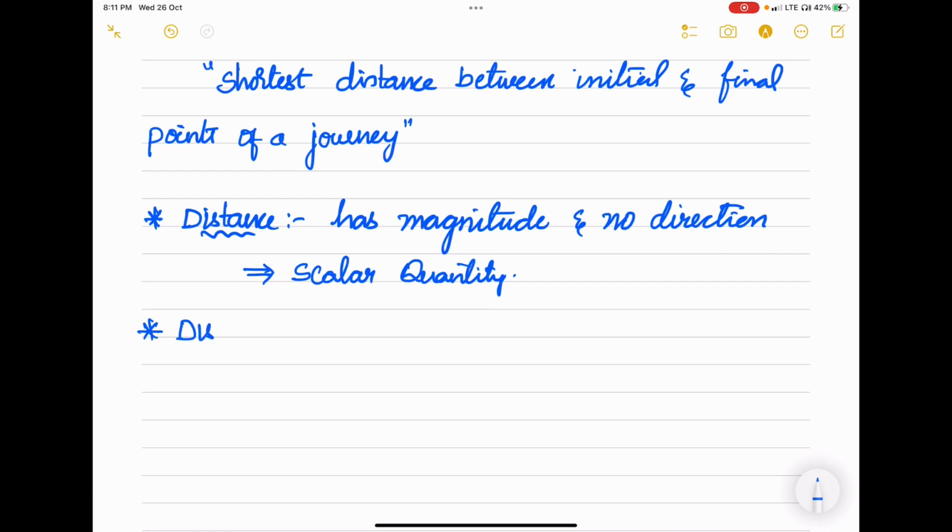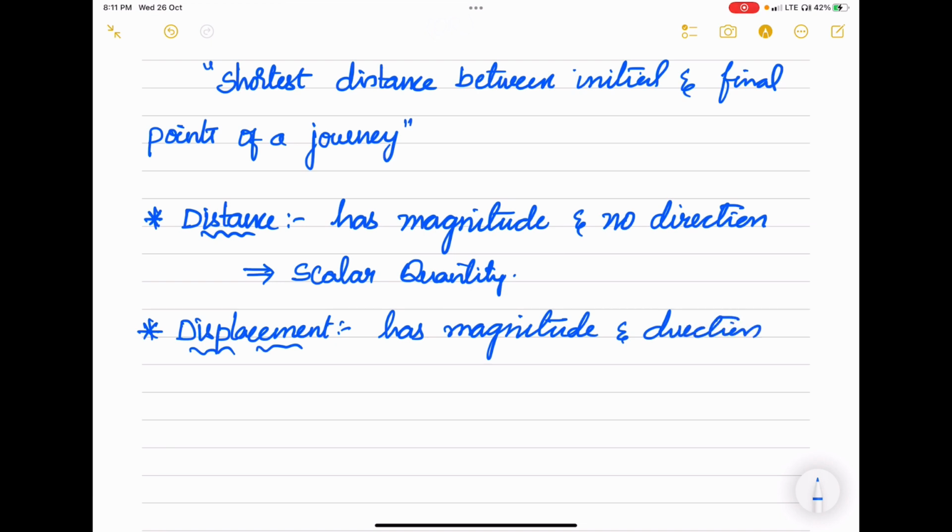And coming to displacement, the second quantity what we have learned here, it has both magnitude as well as direction, because we just mentioned the length of the path or the distance of the path between initial and final positions in a particular direction. So it is having a fixed direction and also a magnitude. Thus it is a vector quantity.